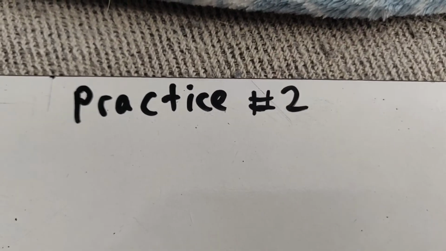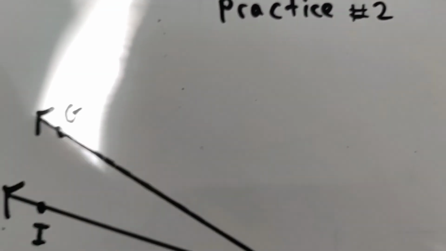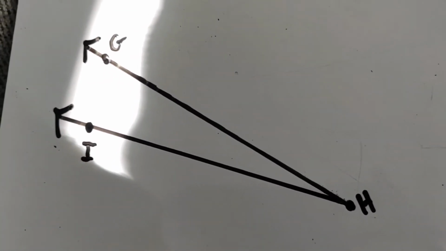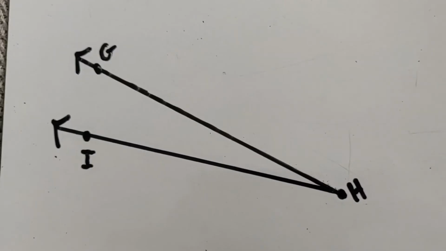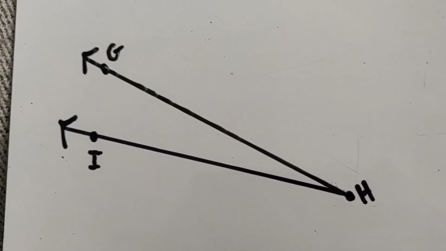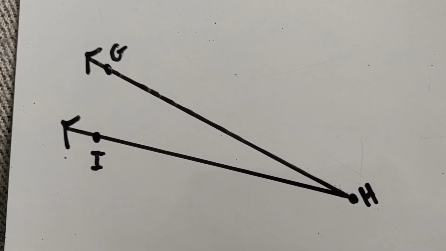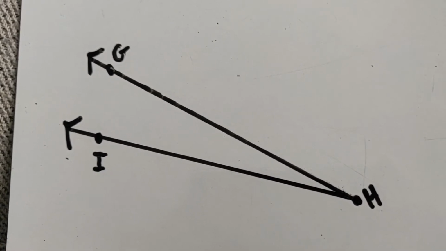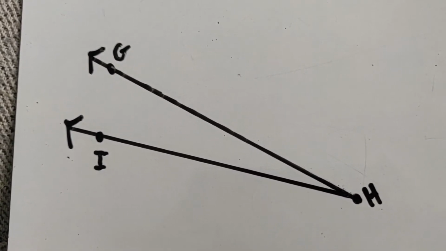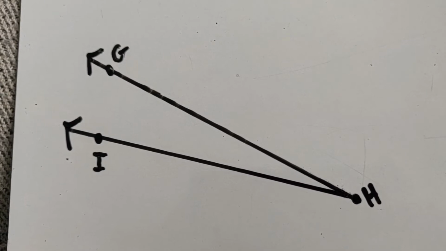Here's practice problem number 2. So first, take a look at the angle, and I want you to predict whether it's acute, less than 90 degrees, a right angle, equal to 90 degrees, or an obtuse angle, greater than 90 degrees. Go ahead and pause the video and predict.